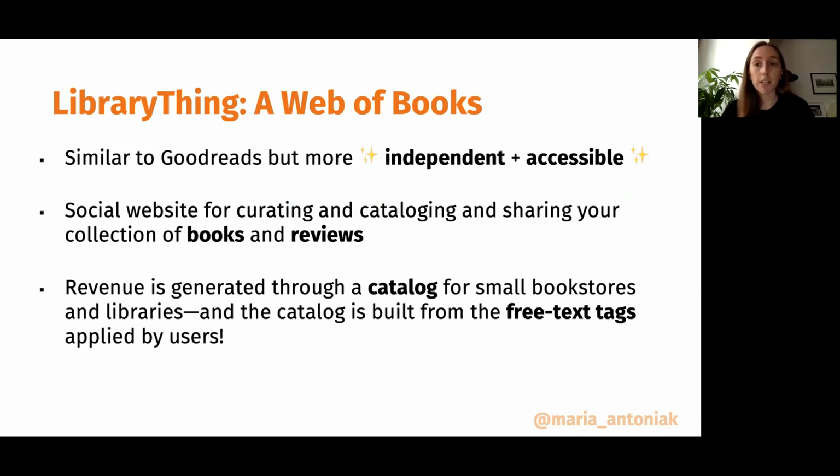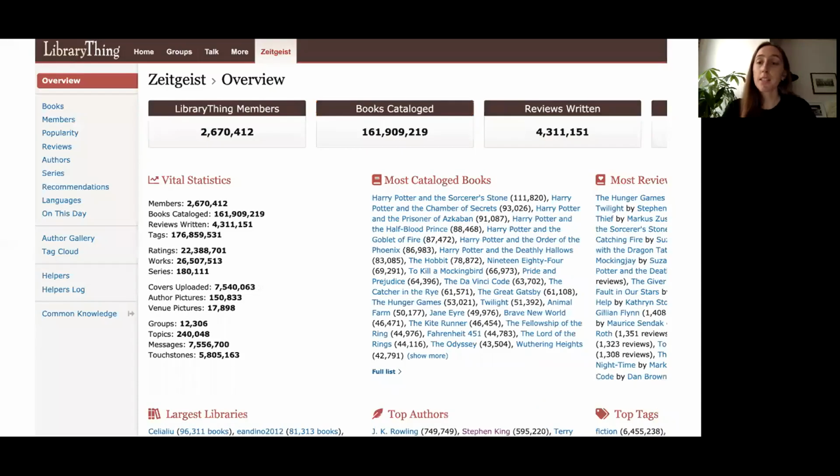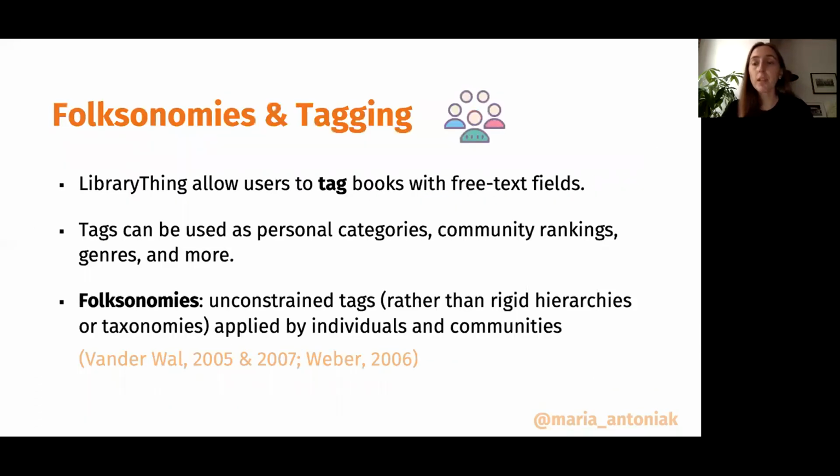So there's a non-zero chance your own local library or bookstore is cataloging books based on the text entered by LibraryThing users. To give you a sense of LibraryThing as a website, I'm showing here a screenshot of its Zeitgeist webpage. This page, linked at the top of every LibraryThing page, contains an encyclopedic entry of all the books, authors, libraries, and users on the site. There's a lot of data on LibraryThing, and this data is celebrated, transparent, accessible, and part of the source of its cataloging income.